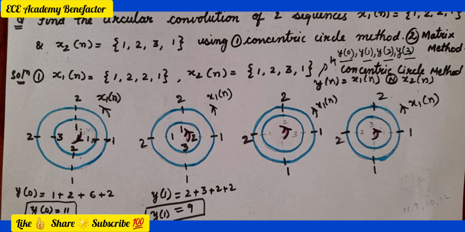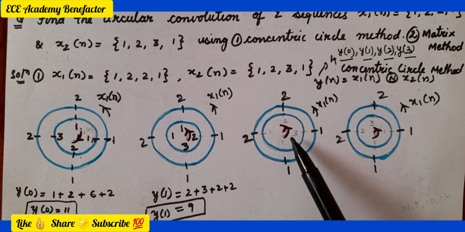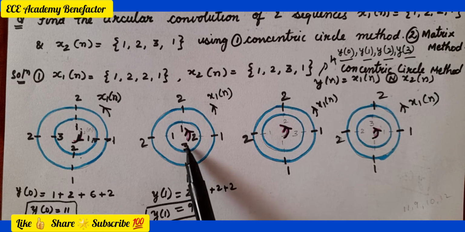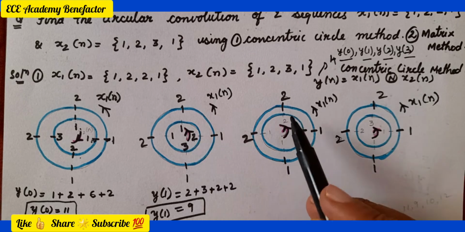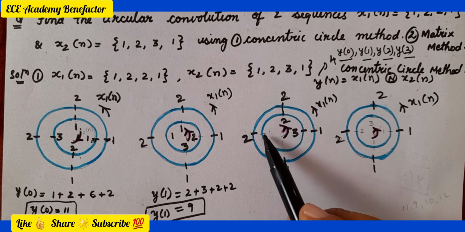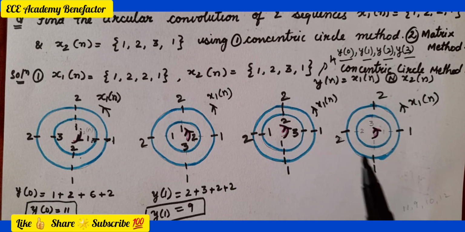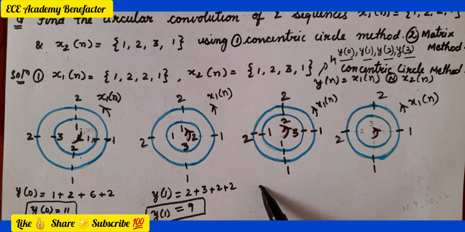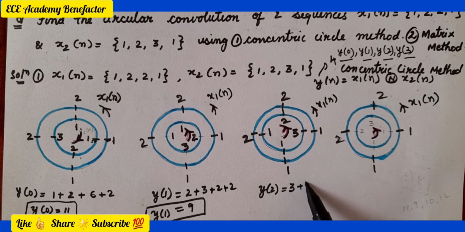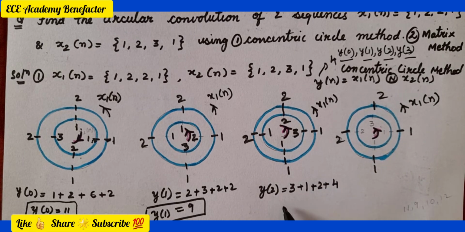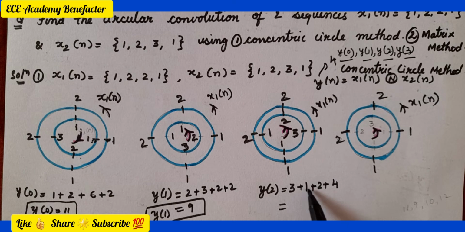Third step. Now rotate the inner circle one step in clockwise direction. So this 3 will move here. 3, 2 will move ahead, 2, 1, 1. So y of 2 will come as 3 ones are 3 plus 1 ones are 1 plus 2 ones are 2 plus 2 twos are 4. So it will be 3 plus 1 4, 4 plus 2 6, 6 plus 4 10. So y of 2 is coming as 10.